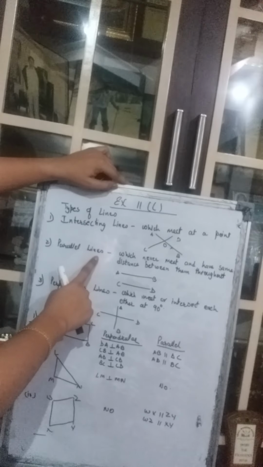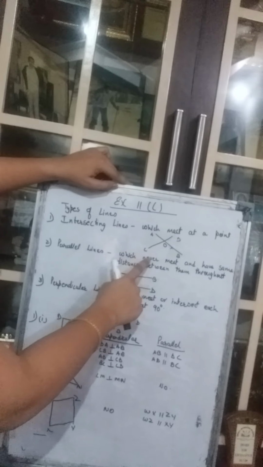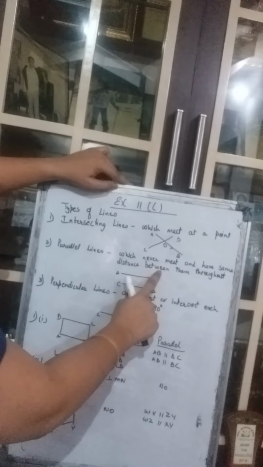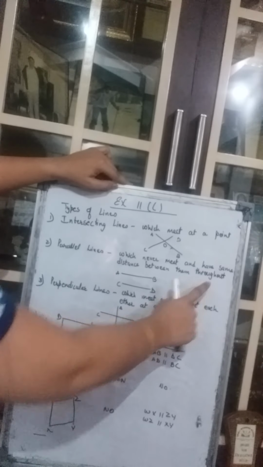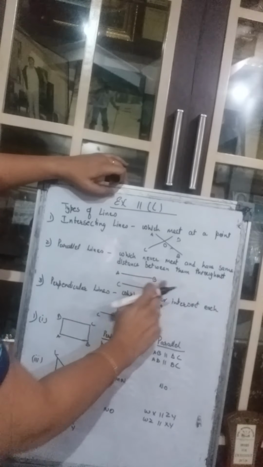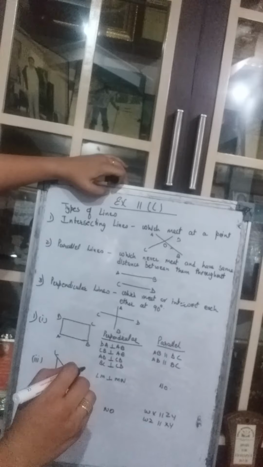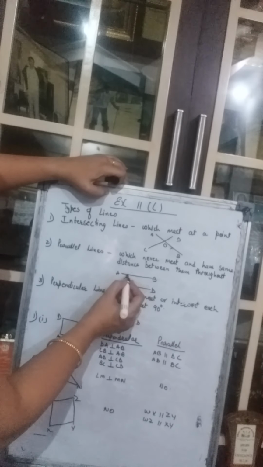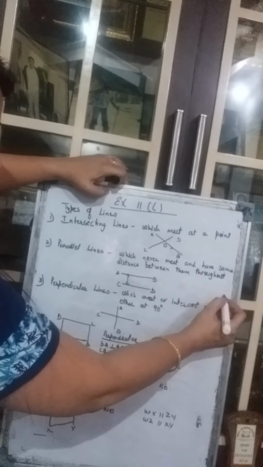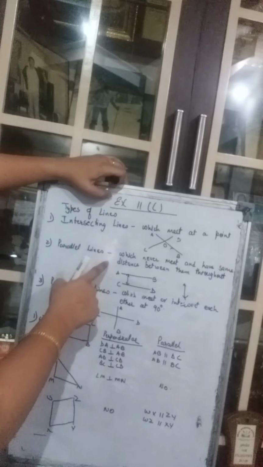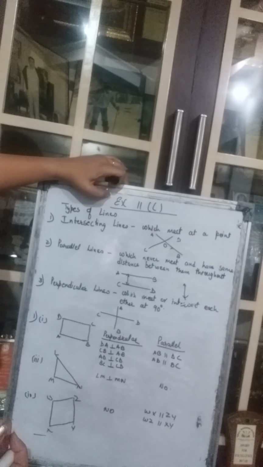Second are the parallel lines. What are parallel lines? The lines which never meet. They will never meet and they have the same distance between them throughout. So for example, AB, CD. They are never meeting each other at any point. And also the distance between them remains the same throughout. Wherever we measure, the distance will remain the same. So these are the parallel lines. For example, the railway tracks. The railway tracks never meet and they have the same distance between them. So they are also parallel.